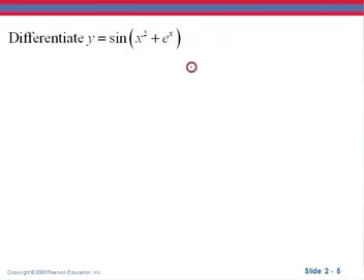So what we want to think about is what is our inside function and what is our outside function. Now our inside function is going to be the x squared plus e to the x. Our outside function here is the sine of x. Okay, so what our rule tells us when we take the derivative is we take the derivative of the outside function at our inside function.